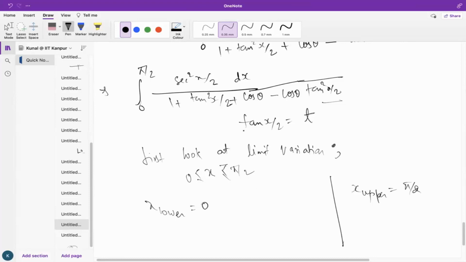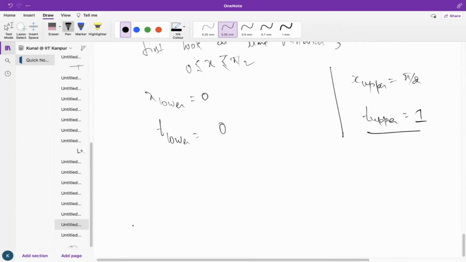Now, we substitute tan x by 2 is equal to t. So the t lower limit is 0. Now what am I doing? I'm just substituting in terms of t. And the t upper limit is, actually the x value is pi by 2, so it will be pi by 4, so we get the value 1.